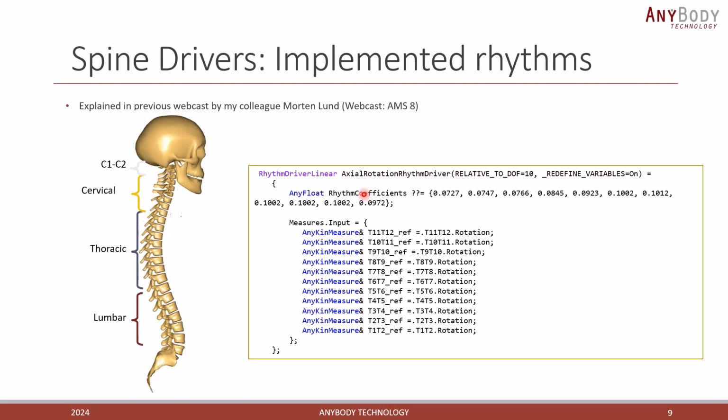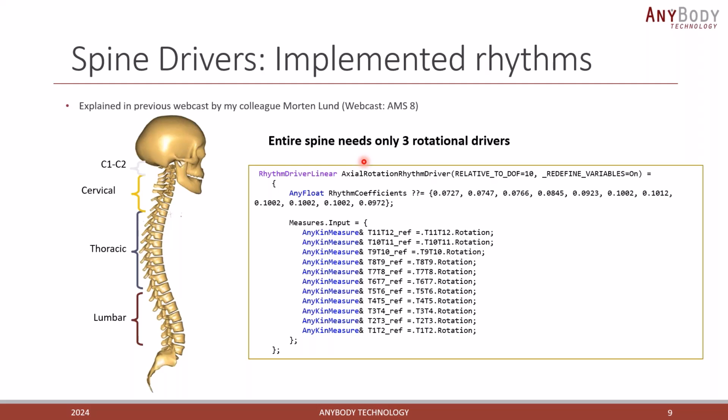So you have to have the axial rotation, lateral bending, and flexion drivers, rhythm drivers for lumbar, and also for thoracic, and also for cervical. And this is what you have already in your model, so it's already enabled. So this leaves only 3 rotational drivers that you need to drive the model. So you just need the 3 rotational drivers to drive the whole spine.